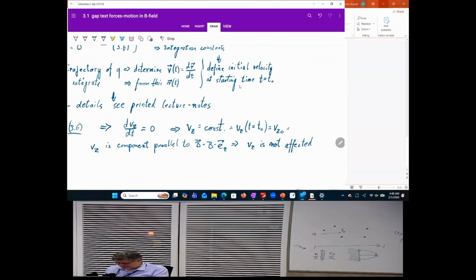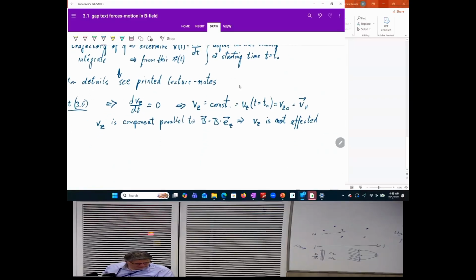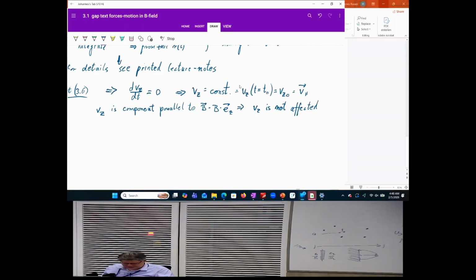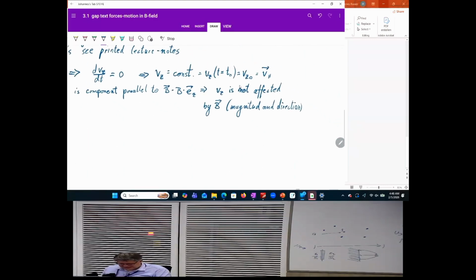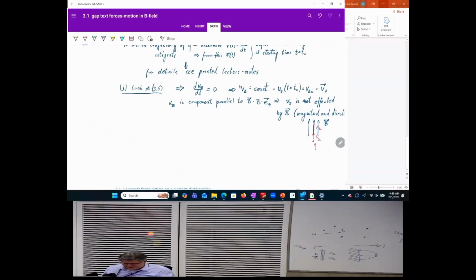So we can also call that a V parallel vector that is parallel to the magnetic field. So it is not affected by the B field. And not affected means neither in magnitude, of course, nor in direction. Otherwise, it, of course, would be affected. So you have basically here your B field, and you have your charge q, and it is moving in z with the velocity Vz not 0, and it keeps moving. So that is the first point.